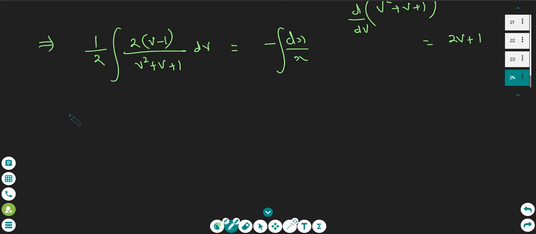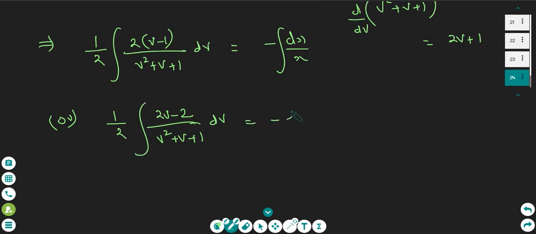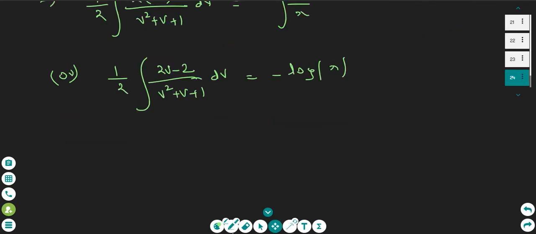So the next step, I'll write down 1 by 2 times 2v minus 2 divided by v squared plus v plus 1 dv, integration. I will put log mod x on the right side, let it be. We have just integrated this RHS.